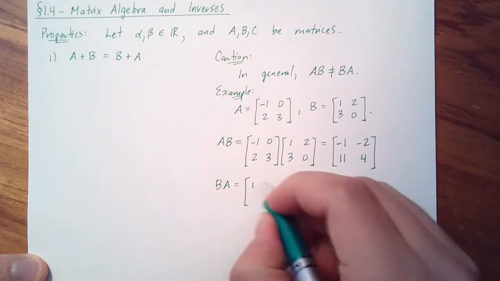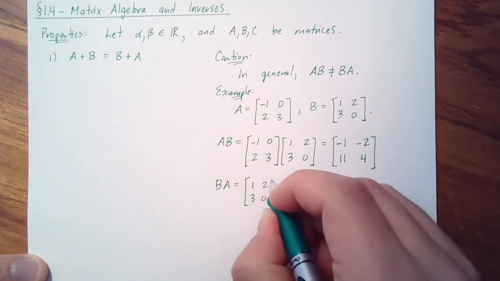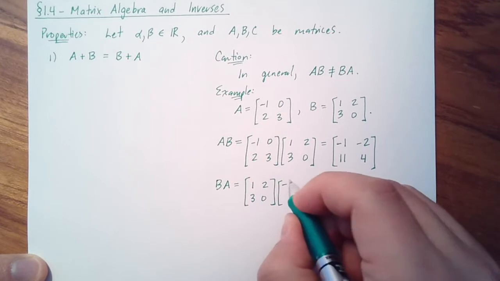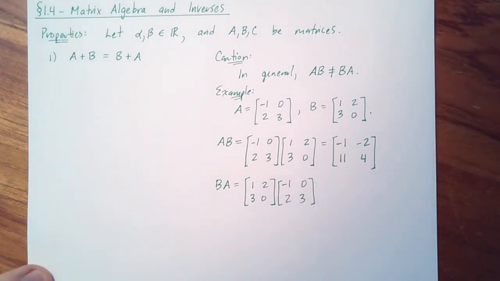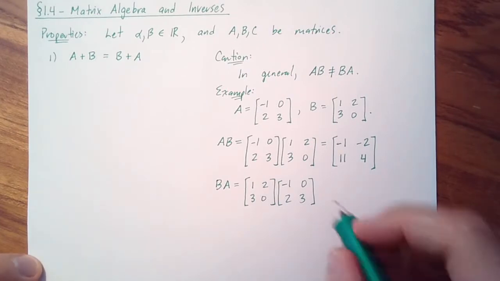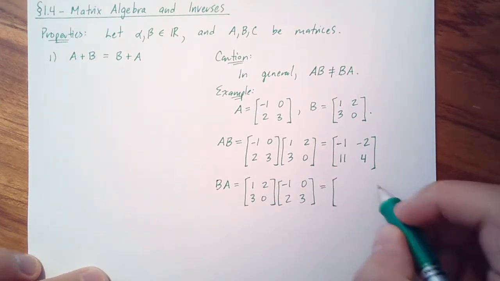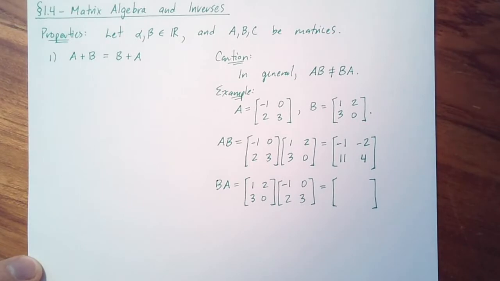Well, I have the same two matrices, but the order is going to change, right? So this is what I will get. And again, it's a product of a 2 by 2 matrix and another 2 by 2 matrix, so the result is going to be well defined, and it will be a 2 by 2 matrix as well. So let's fill in the entries.